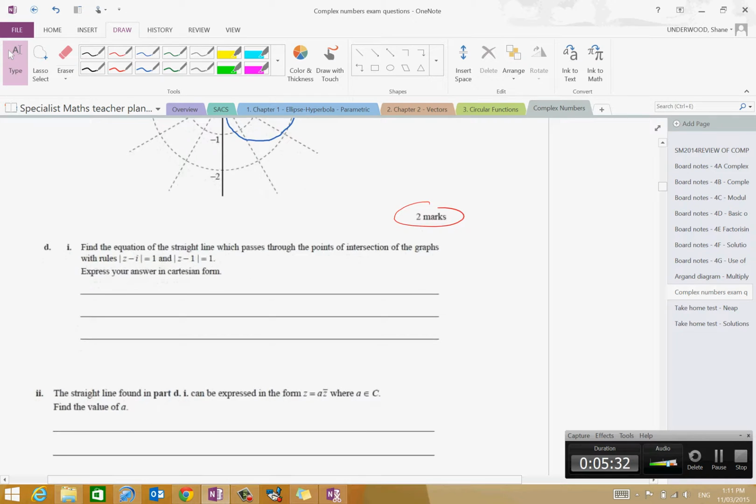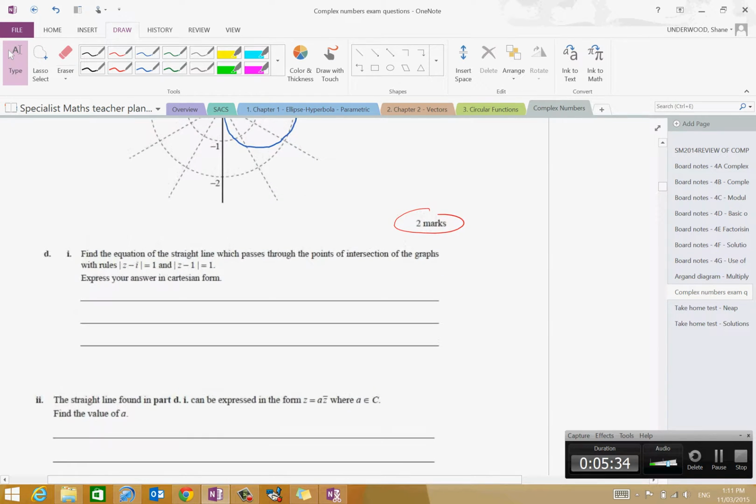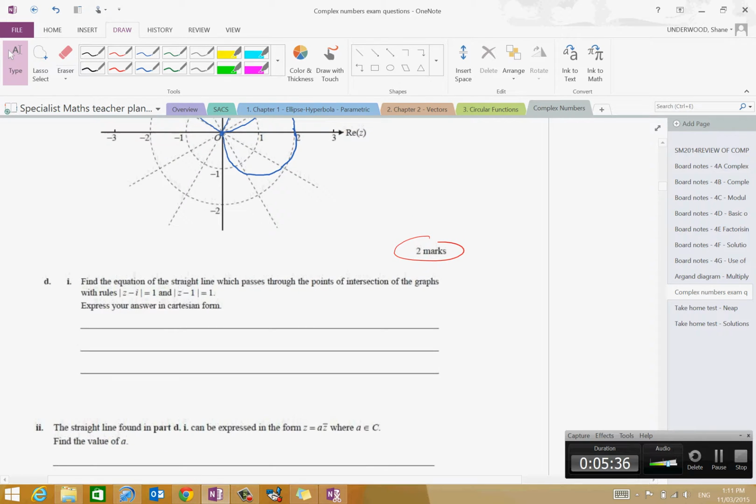Find the equation of the straight line which passes through the intersection of graphs with this and this. Haven't we just found that from part B?